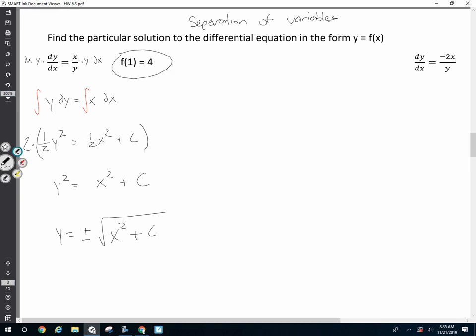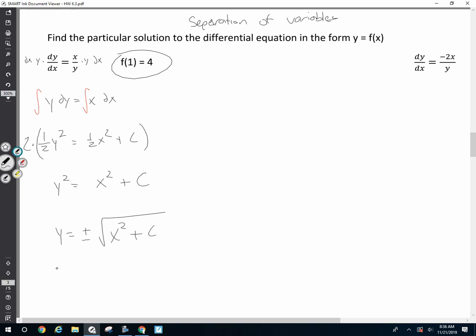However, this is not a function. You are told you have only one point. F of 1 is only equal to 4. So even though the original implicit equation is probably some sort of hyperbola, like x squared minus y squared equals c, we're looking for only like half of that.